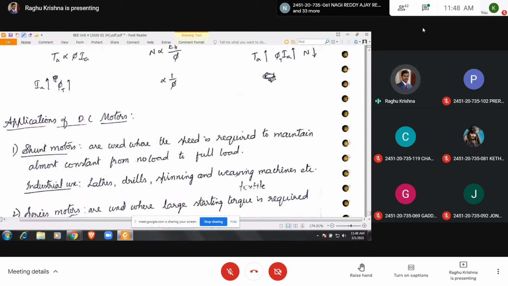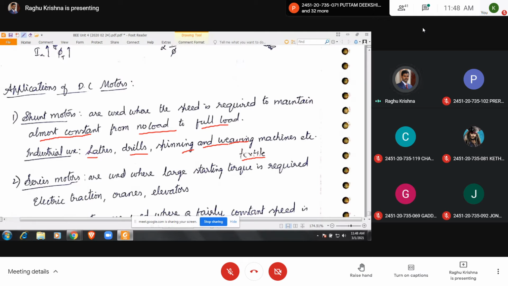So next, coming to the applications. Shunt motors. A shunt motor is used for constant speed applications. Shunt motors are used where speed is required to be maintained almost constant, from no load to full load. Industrial uses: lathes, meaning wood cutting machines, drills, spinning and weaving machines. That is the textile industry. In the textile industry, we use shunt motors due to their constant speed.